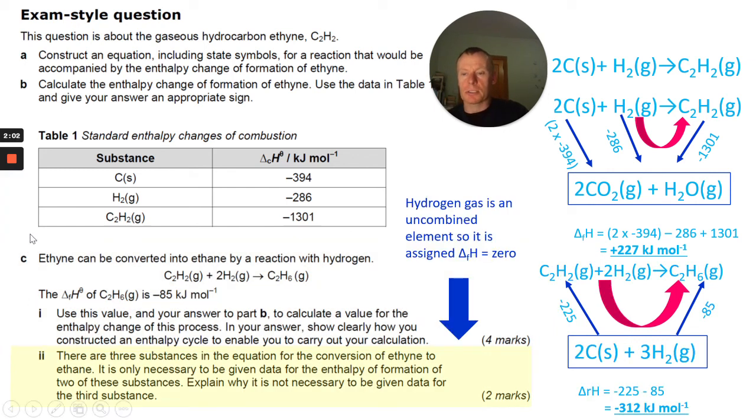So there's 3 substances in the equation and only 2 of them have values given for them. The third one, hydrogen, doesn't need a value because it's an uncombined element, so it gets an enthalpy of formation of 0.